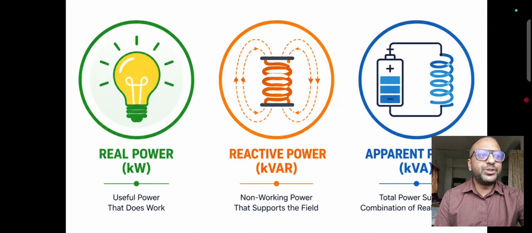Now we come to types of power. There are 3 types of power. First is real power that actually does the work. Second is reactive power, needed by motors and transformers to create magnetic fields, but it also does no useful work. Third is apparent power, the total power you are billed for. Low power factor means you are paying too much for your reactive power.